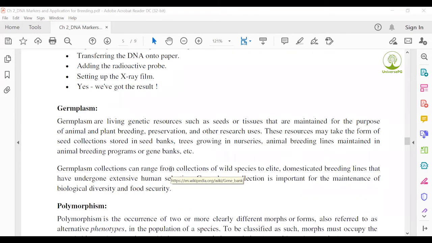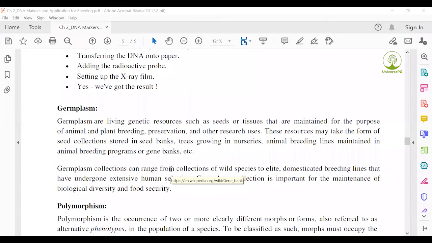Next, germplasm. What is germplasm? Germplasm are living genetic resources such as seeds or tissues that are maintained for the purpose of animal and plant breeding, preservation, and other research uses.